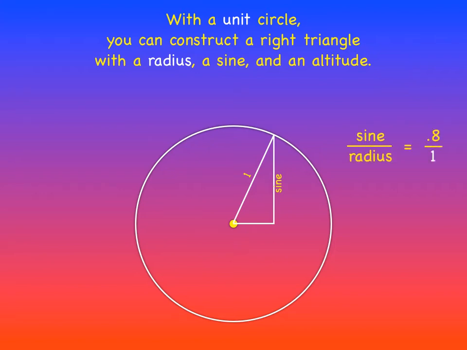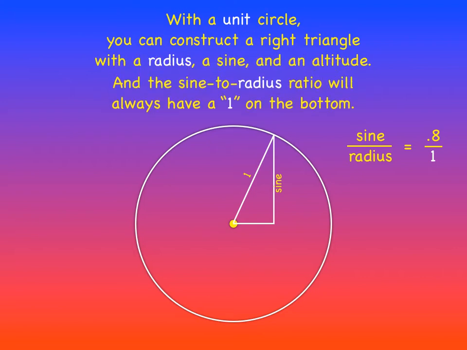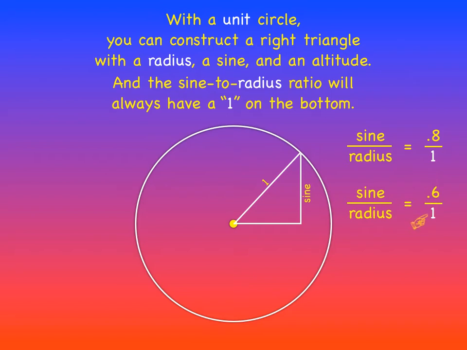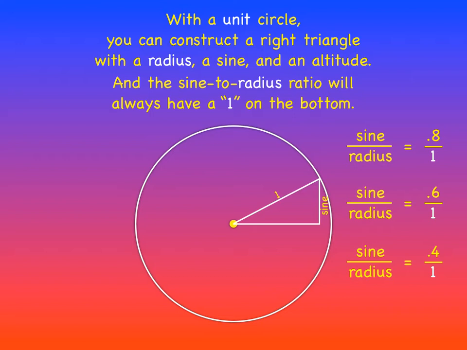In this case, our ratio is about 0.8 to 1. You can see the hypotenuse is longer. And the sine to radius ratio in a unit circle will always have a 1 on the bottom because the radius is always 1. Let's look at another example. Here's a radius, unit 1. We have a sine. It's about 0.6. Here's another one. The sine is getting shorter now. This time the sine is only about 0.4. And again, we have 1 on the bottom.